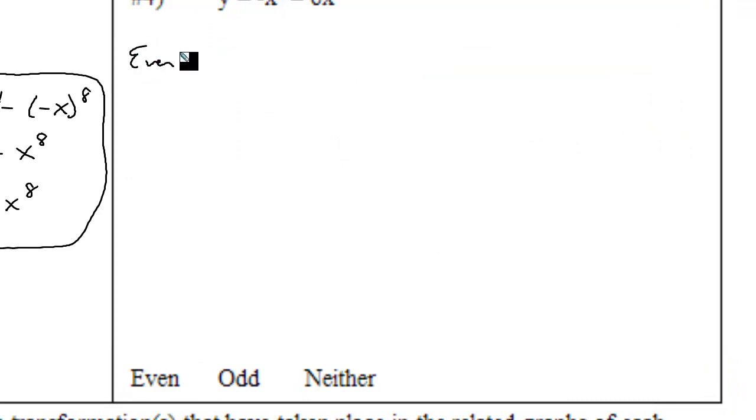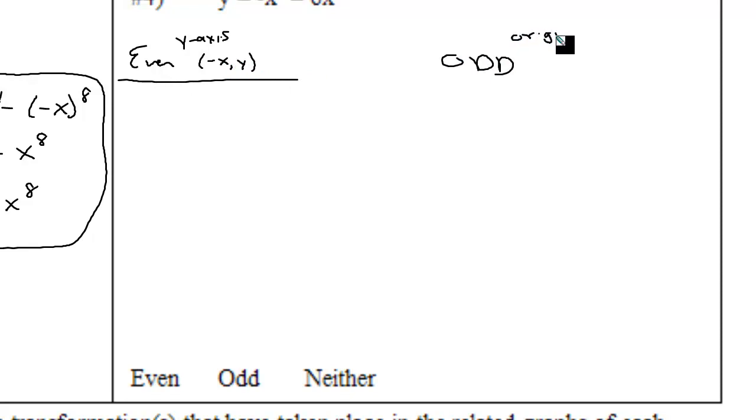Number 4, is it even, which means symmetric with the y-axis, which means you change the sign of the x value, leave y the same, or is it odd? It's symmetric with respect to the origin, you change the sign of x and you change the sign of y. So even: leave y the same, change x to a negative.